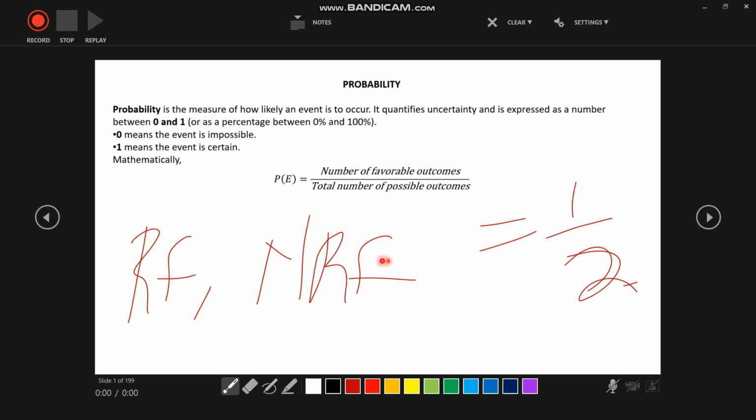Now if you want to find the probability of no rainfall, the probability that rain won't fall, you determine the number of possible outcomes. It is 2 as well. In this case, our favorable outcome will be no rainfall. So no rainfall appears once. So the probability of no rainfall will be 1 over 2 as well. So that is the basic approach to finding the probability that an event will occur or won't occur.